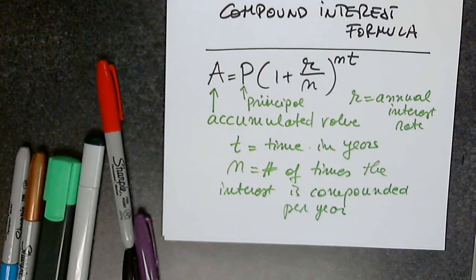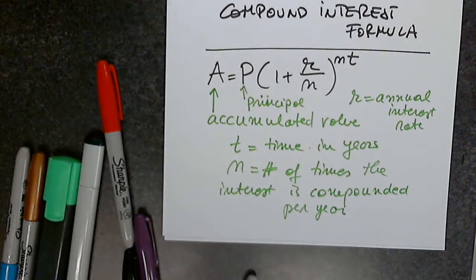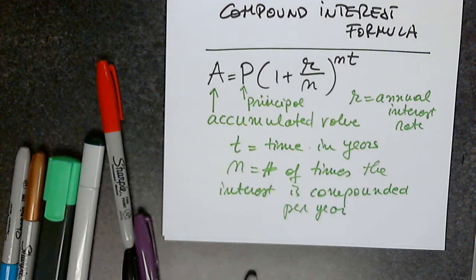One more time. A is the accumulated value. P is the principal. R is the annual interest rate. N is the number of times the interest is compounded per year, recalculated, if you want, per year. And T is time in years.